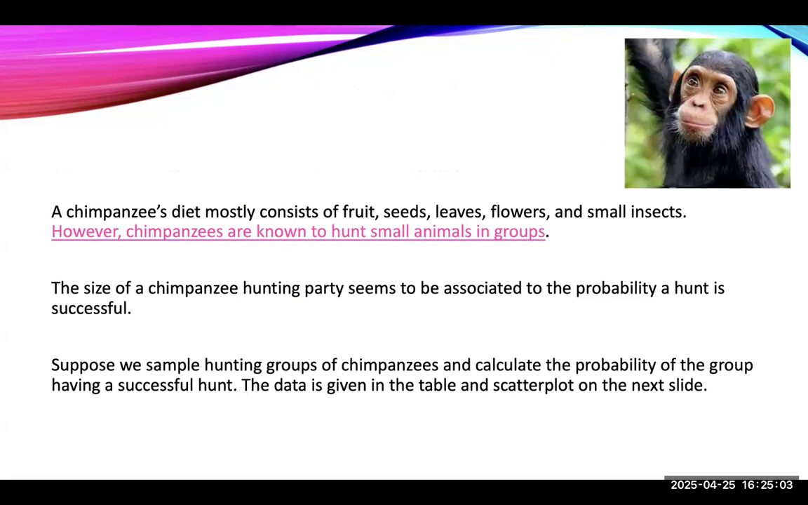A chimpanzee's diet mostly consists of fruits, seeds, leaves, flowers, and small insects. However, chimps are known to hunt small animals in groups. And if you have this PowerPoint slide, you can click on this link and you'll be sent to a research article where you can learn more about chimps and how they hunt in groups. So the size of a chimp's hunting party seems to be associated to the probability a hunt is successful. That makes sense, right? The more chimps we have working together, the more likely their hunt will be successful.